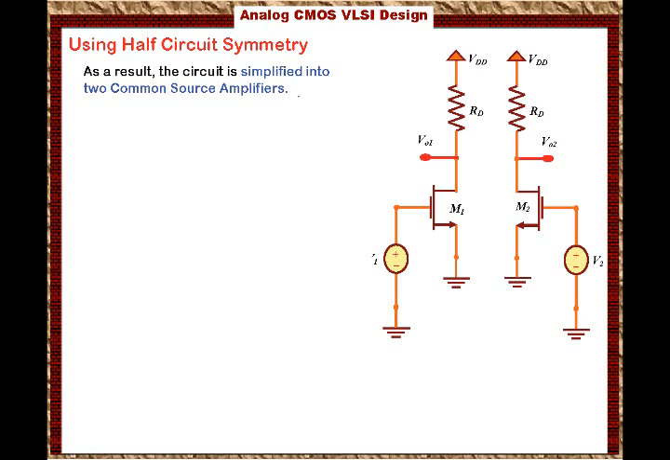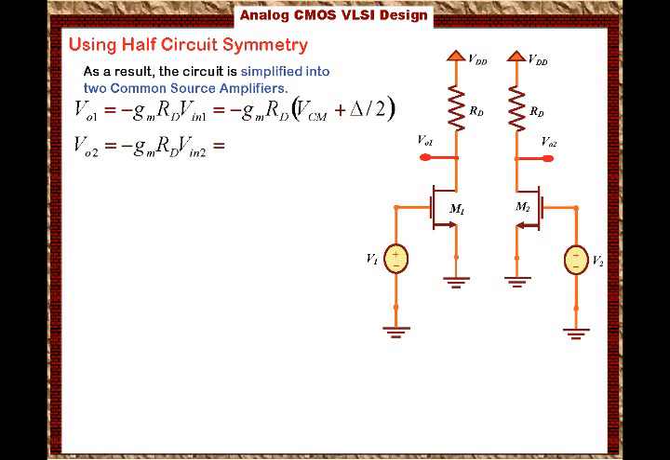So what we can say is Vout1 will equal minus Gm times Rd times Vn1, but we already defined the expression for Vn1 to be V common mode plus delta over 2. Then we can say that this will equal minus Gm times Rd times V common mode plus delta over 2. And the same thing we can do for Vout2. Then we can say that Vout2 will equal minus Gm times Rd times Vn2, and I will substitute for Vn2 to be V common mode minus delta over 2. So this will equal minus Gm times Rd times V common mode minus delta over 2.